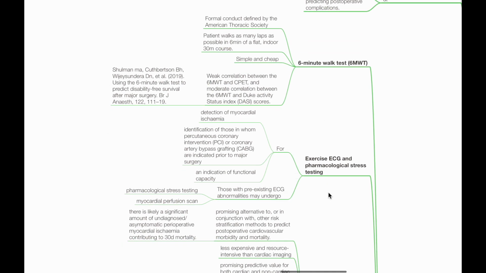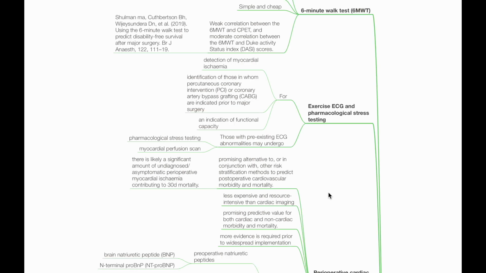Exercise ECG and pharmacological stress testing. This is for detection of MI, identification of those who may benefit from pre-op PCI or CABG, and as an indication for functional capacity. Those with pre-existing ECG abnormalities may undergo pharmacological stress testing and myocardial perfusion scan.